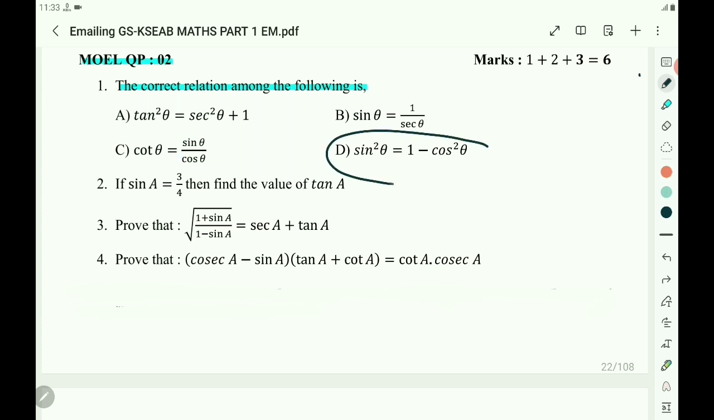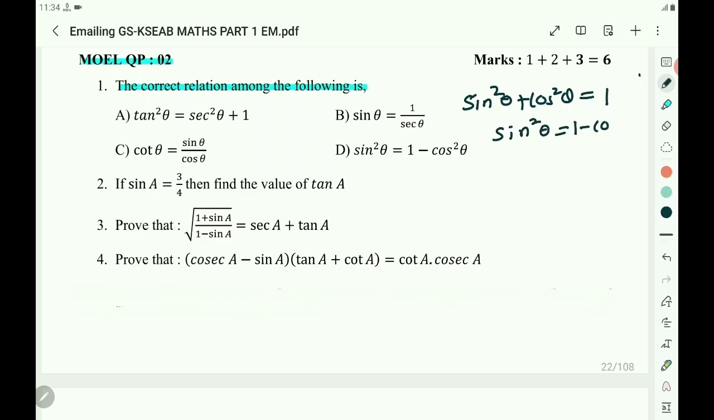Now here option D is there. Sin square theta is equals to 1 minus cos square theta. This is the correct relation. You know that sin square theta plus cos square theta equals what? 1. Then if you transfer this cos square theta to the RHS, then it becomes sin square theta equals 1 minus cos square theta. So which option is correct here? Option D is the correct relation.